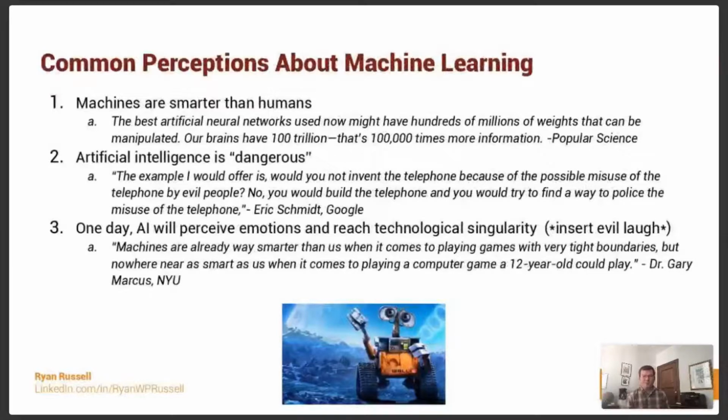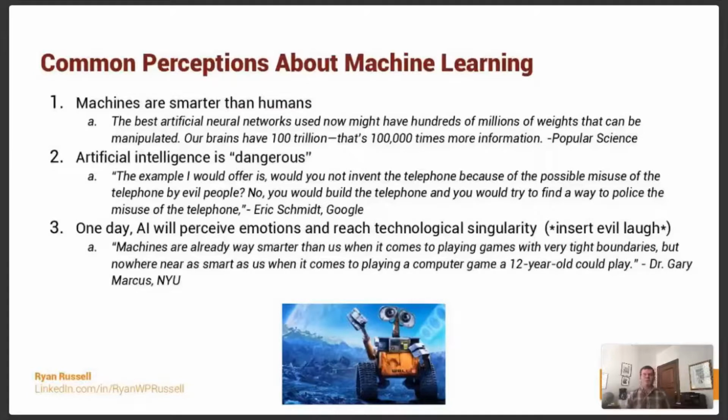So some of these common misperceptions about machine learning, we all get WALL-E in our head when we think about machine learning. We think that the machines are going to take over, or that humans are less in control. Right. So misconception number 1 about machine learning is that machines are smarter than humans.